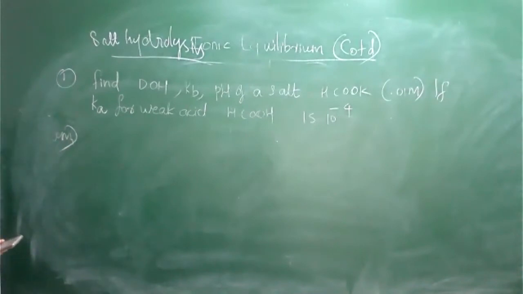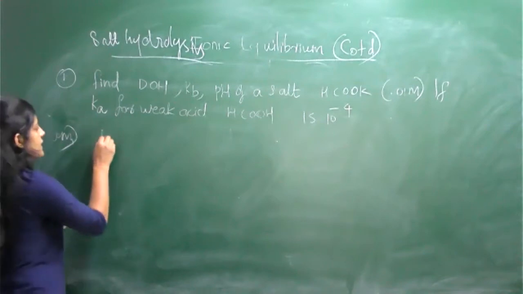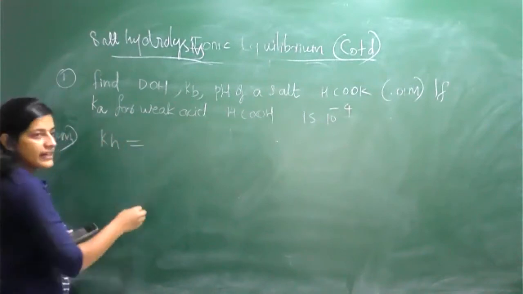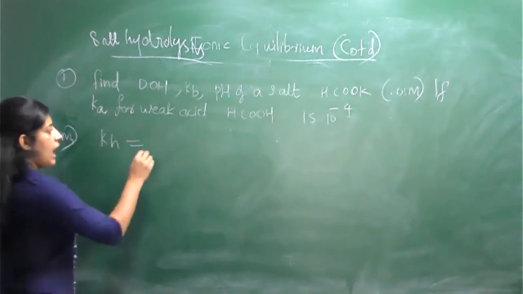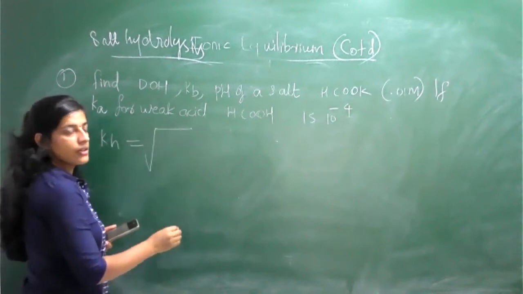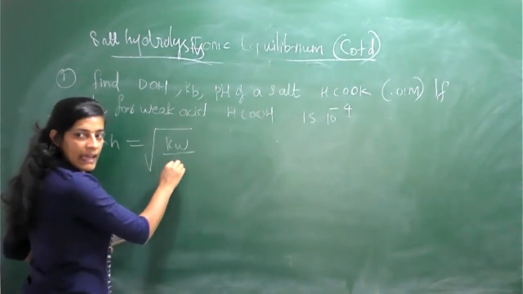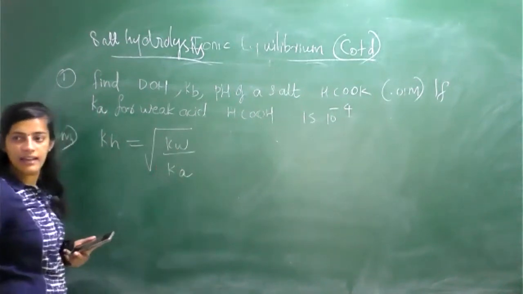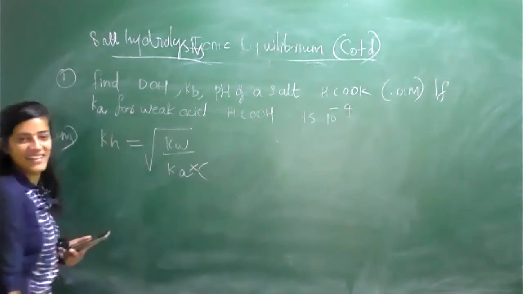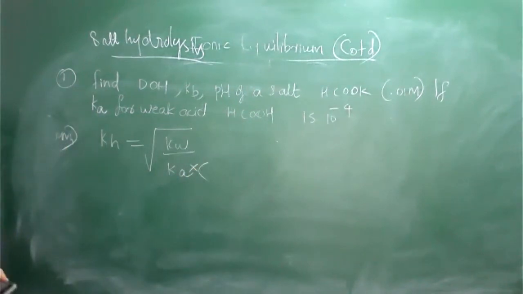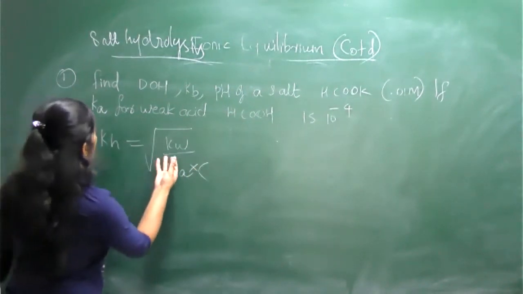DOH. So what type of things are given to you, students? Weak acid. So what about the formula of DH? Kh equal to under root Kw by Ka into C. Substitute directly, everything in it, like Kh, Kw.